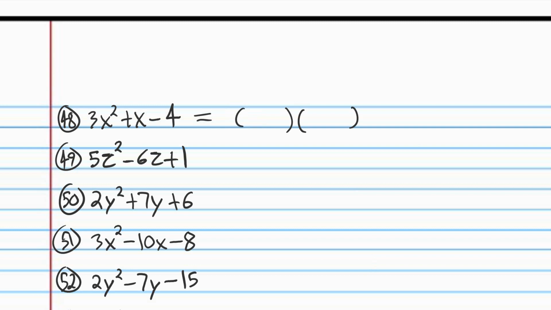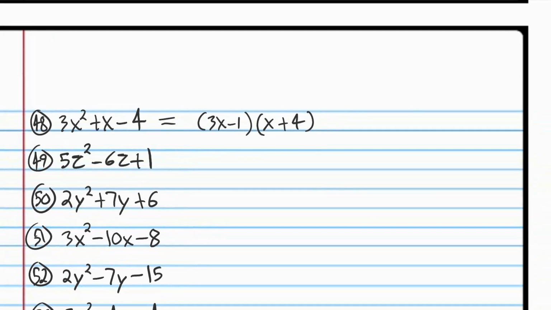So the only other option is 1 and 4. But we don't know if the 1 goes here or here. So again, FOIL it out. So 3x squared and 12x and negative x and negative 4. And when you combine these, 12x minus x is 11x. So that's not 1x. It didn't work.